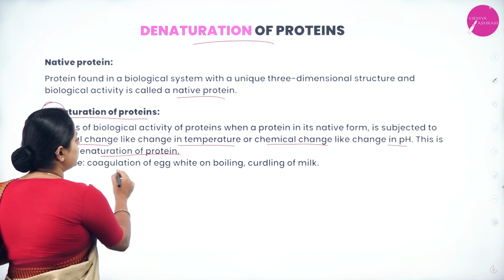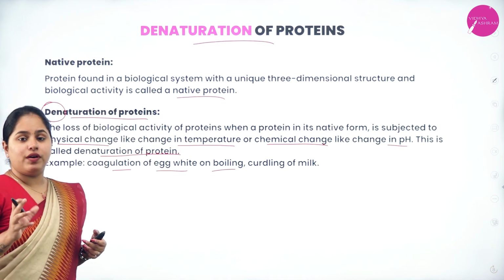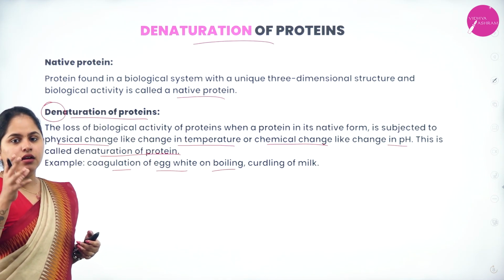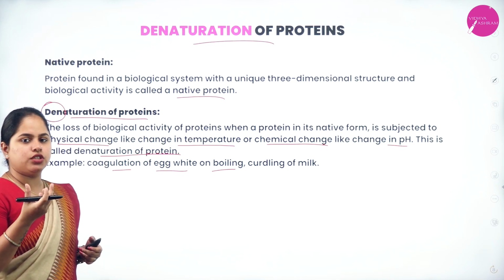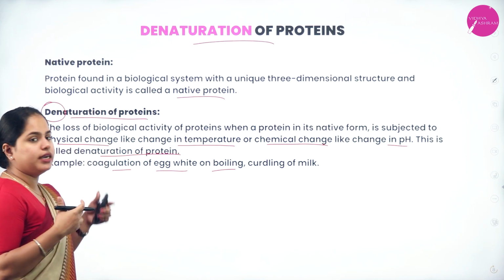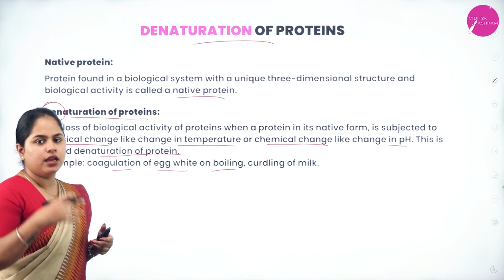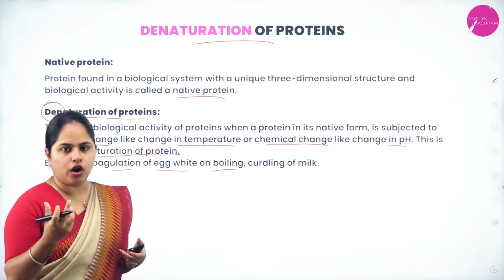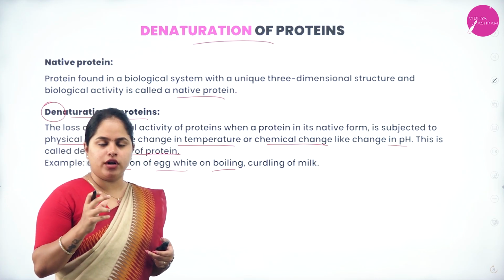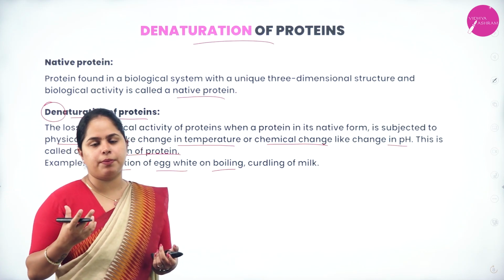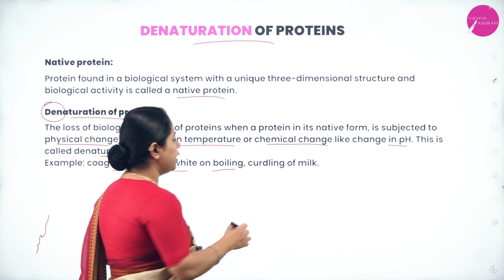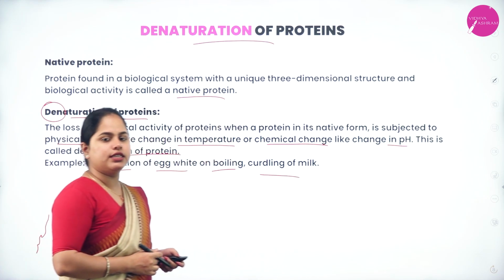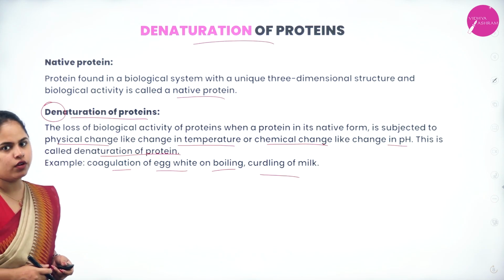Example is coagulation of egg white on boiling. So while boiling the egg, we can see that the egg gets harder, right? It is coagulation which is happening. That is actually denaturation of protein happening. The native protein is not like that, right? The original egg is not like that. Once we start boiling, what is happening? Its nature is getting changed. Right, it is becoming hard. Same way, curdling of milk also. All these are examples of denaturation of protein.